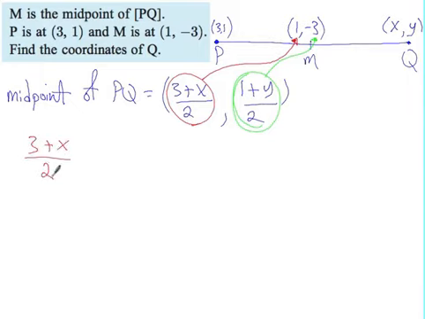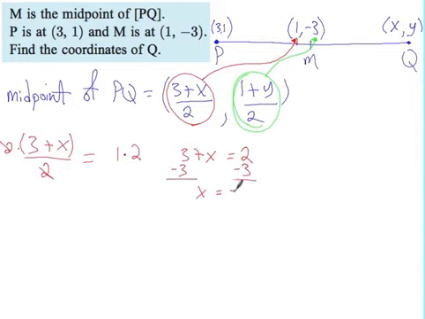3 plus x divided by 2. That's the midpoint rule. But I know what the answer is. It equals 1. So I solve this equation. If it's dividing by 2, I multiply both sides by 2. The 2's will cancel, and I will get 3 plus x equals 2. Solving for x, instead of adding 3 to both sides, we will subtract 3. X equals negative 1. Okay?